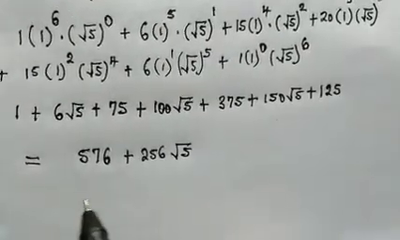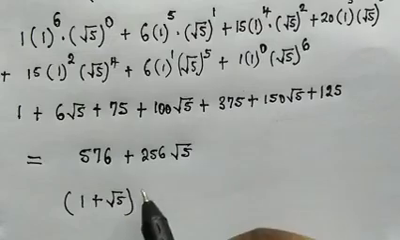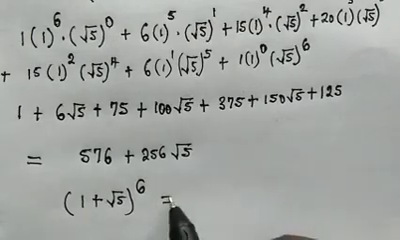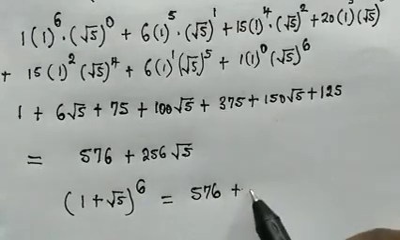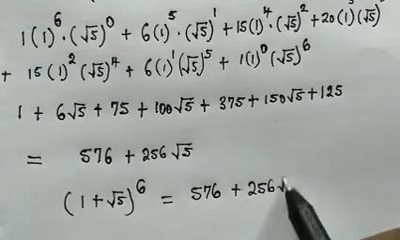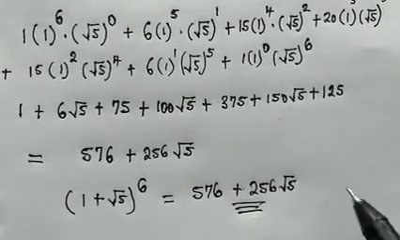So now we conclude. 1 plus square root of 5 to the power of 6 is equal to 576 plus 256 root 5. Awesome.